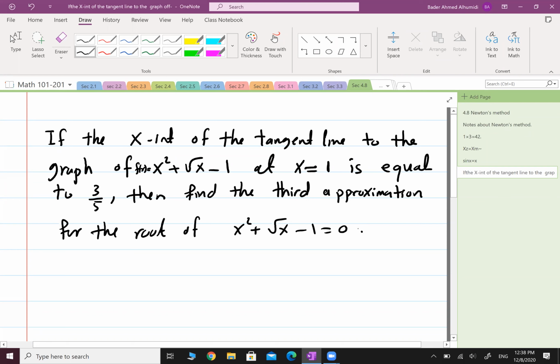So he is testing whether the student really understands the methodology or not. That's the idea. Now we come to the question, we only read it, we won't solve it, just what the question means. What is given? The x-intercept of the tangent line to the graph of this function at x equal to 1 is equal to 3/5. What does this 3/5 represent? The second approximation, well done.